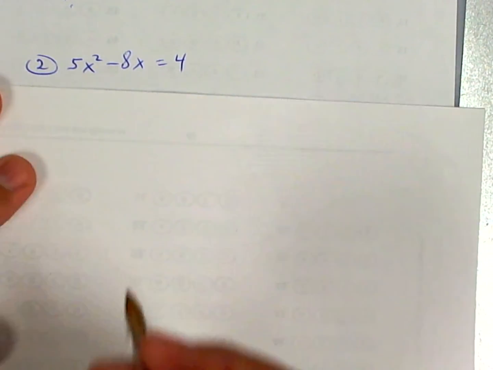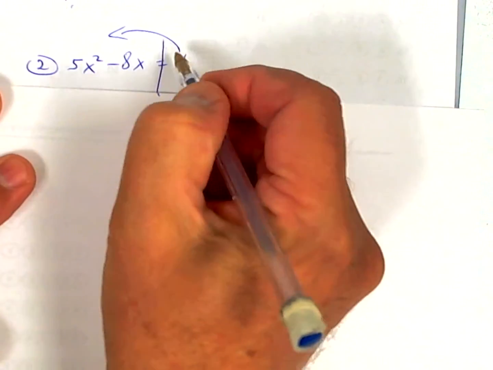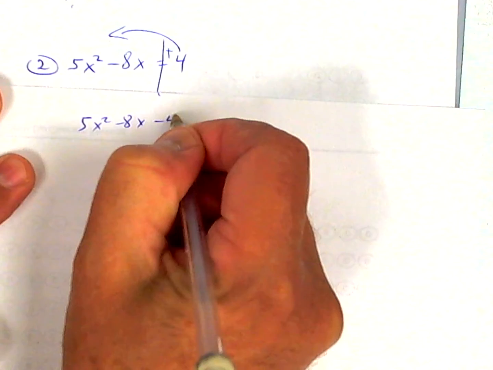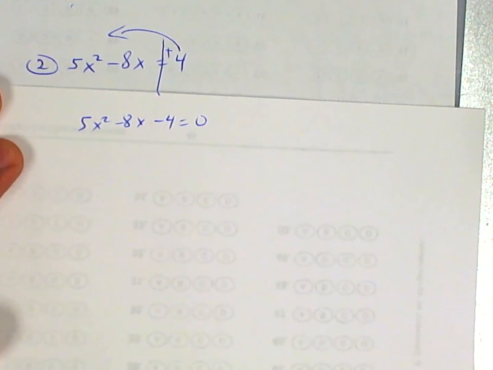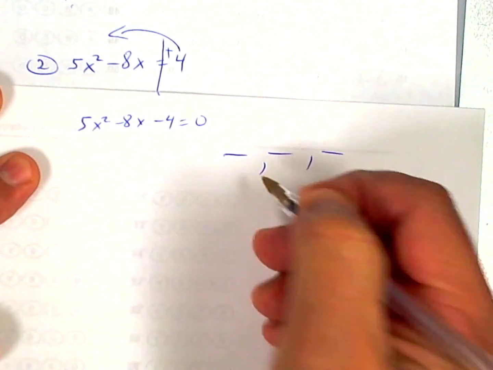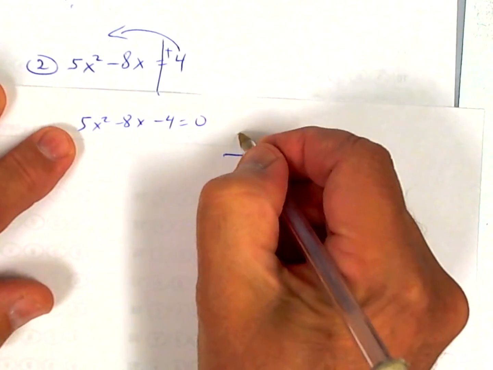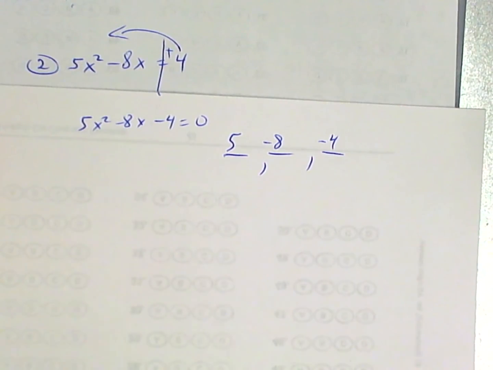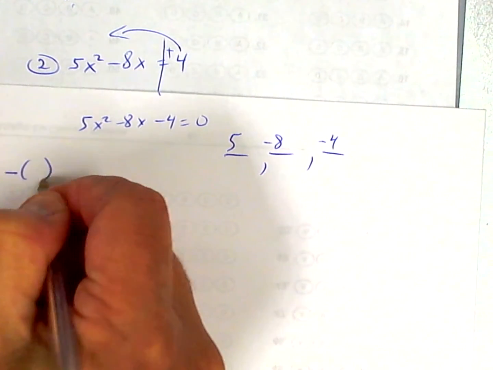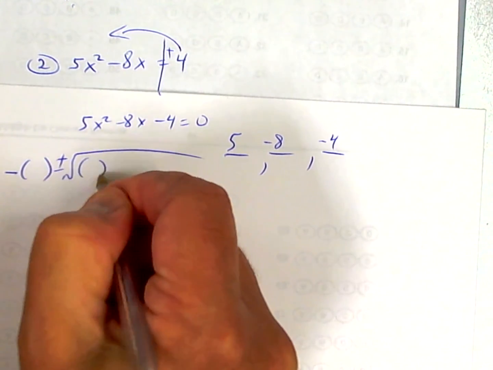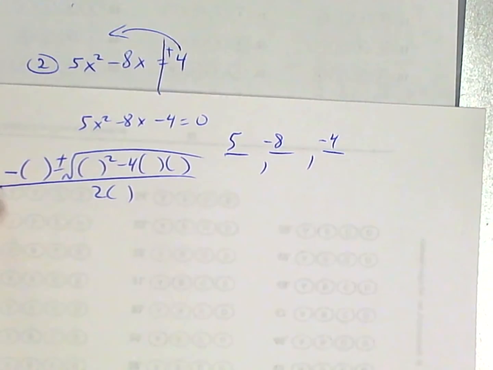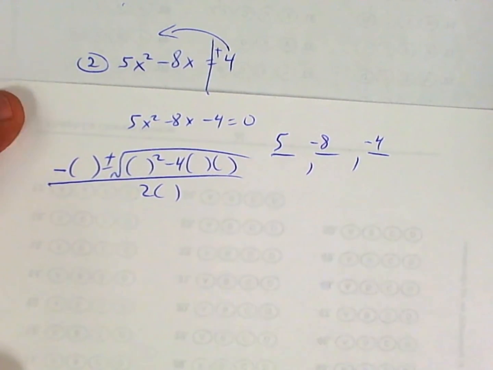It has to be equal to 0. So the first thing you want to do is move that positive 4. So put 5x squared minus 8x minus 4 equals 0. Now I want you to identify the a, b, and c. So do that right now. All right, so a, b, and c. Now plug it into your equation. But I want you to write the equation as negative b plus or minus the square root of b squared minus 4 times a times c all divided by 2 times a. If you do that, you have less chance of a mistake.